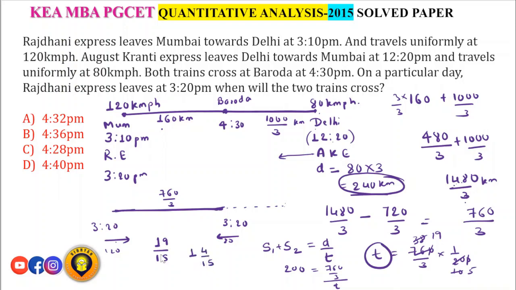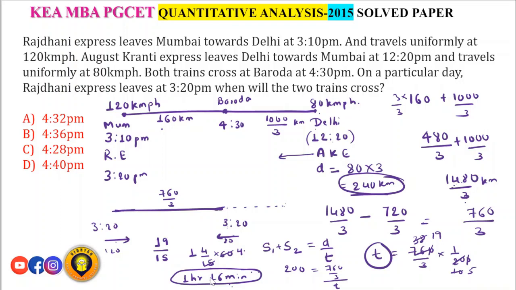If you divide 19 by 15, the remainder is 4. 4 by 15 hours means if you multiply by 60, 15 ones are 15, 15 fours are 60, 4 fours are 16, which is 1 hour 16 minutes. From 3:20, after 1 hour 16 minutes, these two trains will cross each other.